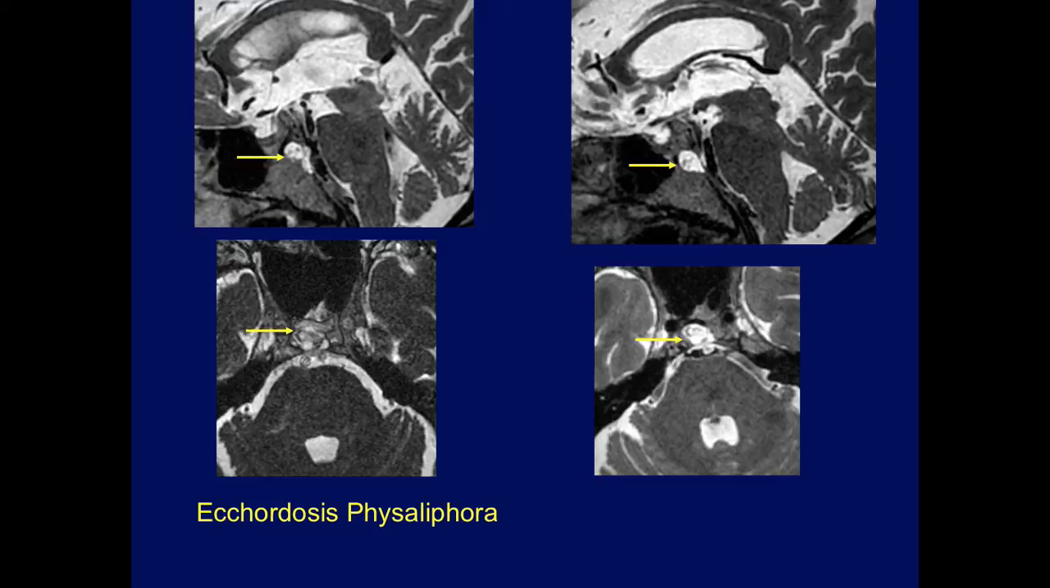Some people feel that chordomas and this lesion are just a spectrum, that the chordoma is this lesion, which is a hamartomatous lesion, a remnant of notochord tissue. Usually these are asymptomatic. This one happens to be within the clivus, but sometimes they'll be outside as a retroclival lesion, but usually they're asymptomatic.